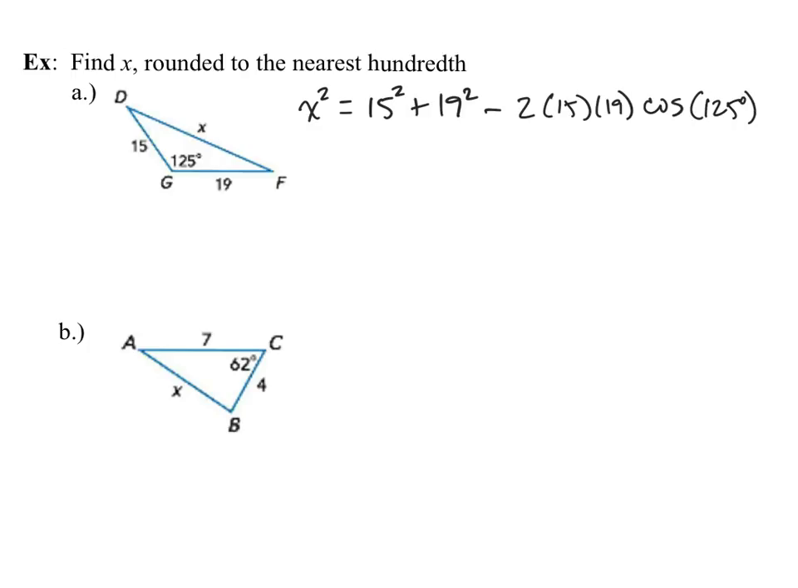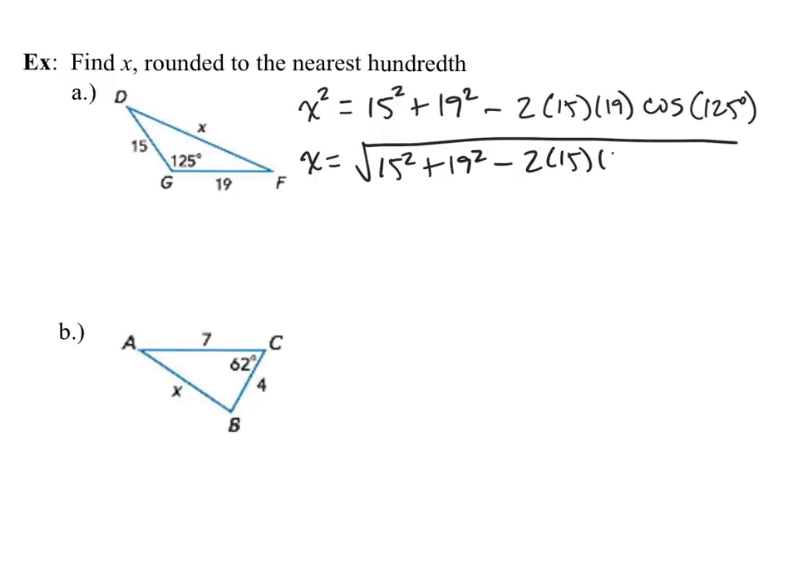All right, so to get our solution then, notice that x is being squared. So since x is being squared, if I want to know what my answer is, I need to take the square root of both sides. So in other words, we can say that x is equal to the square root of 15 squared plus 19 squared minus 2 times 15 times 19 times the cosine of a 125 degree angle.